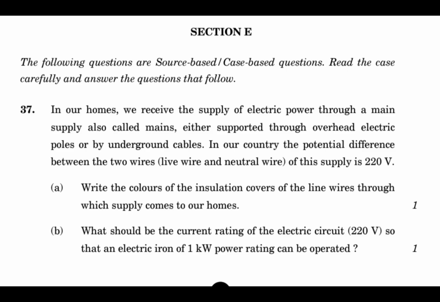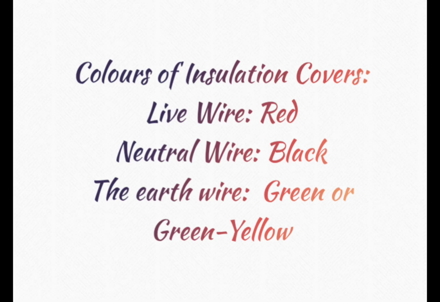Based on this paragraph, they gave one question. Write the colors of insulation covers of the line wires through which supply comes to our homes. Live wire insulation is red color, neutral wire insulation is black color, and earth wire insulation cover is green color or green-yellow color.